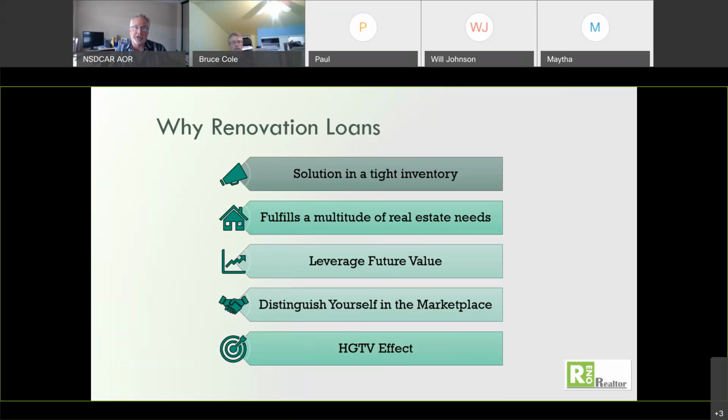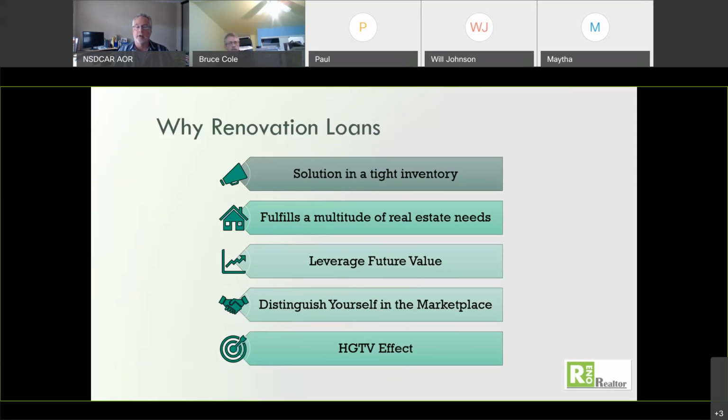And then we have the HGTV effect. This isn't a hard sell conceptually, walking into a property that really lacks luster, where there are some really obvious deferred conditions. And when you get really competent and confident with this platform, you can pretty much ignore what these conditions look like because you can fix them. It becomes sort of a price issue from that standpoint.